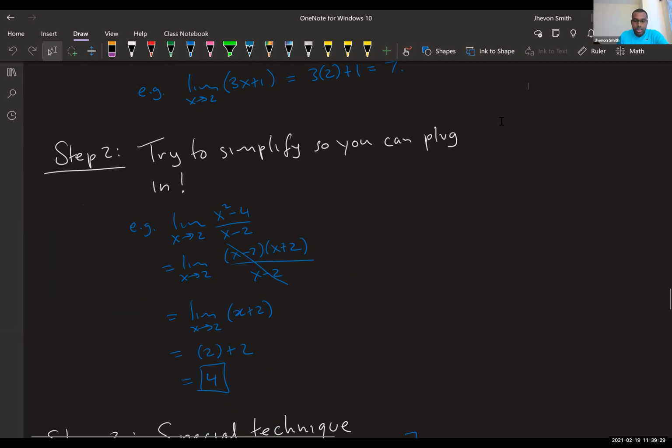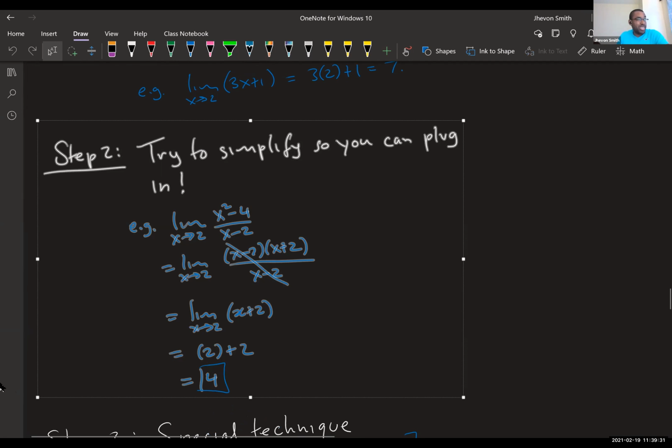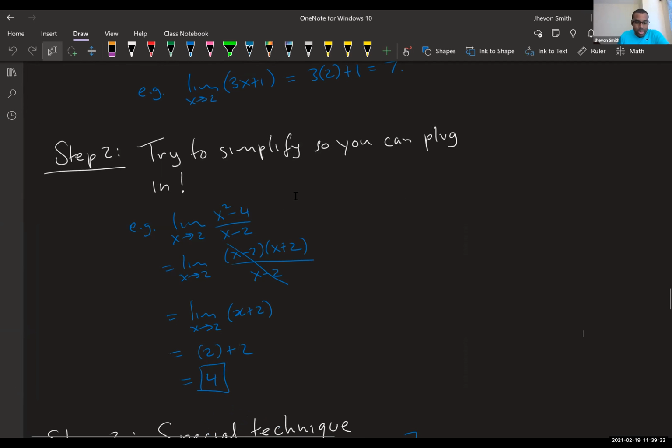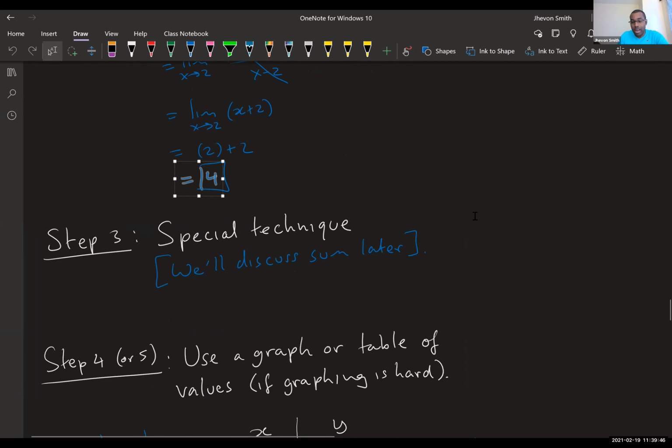If you can't plug in, the second thing you're going to try is, can I simplify? So you have an example like this, where I couldn't plug in the 2. So I was like, what can I do? Can't plug in the 2 because Jhevon's going to kill me if I put a 0 in the denominator. So what I try to do is simplify so I can plug in the 2. All right, and then we can get an answer that way.